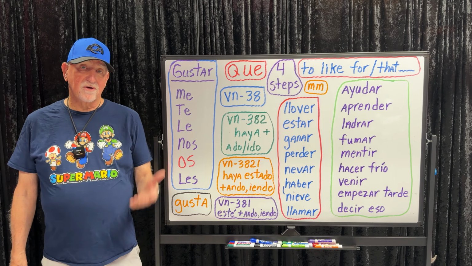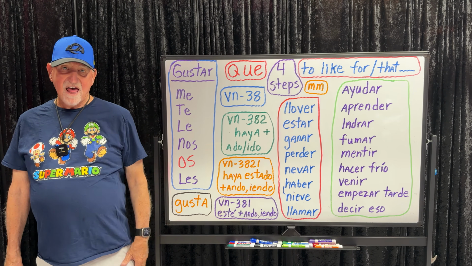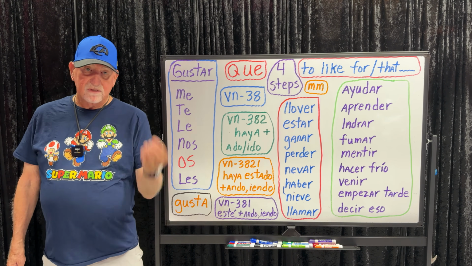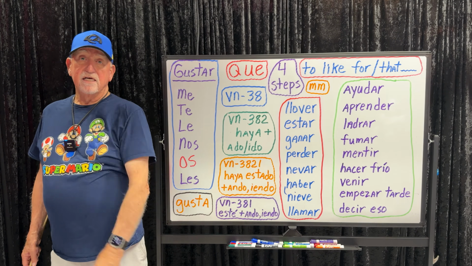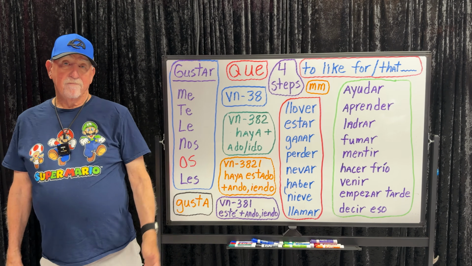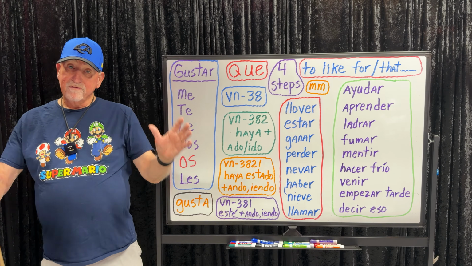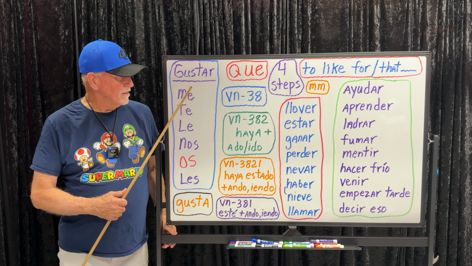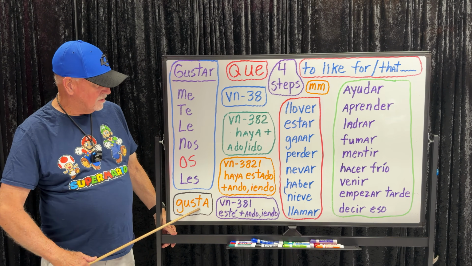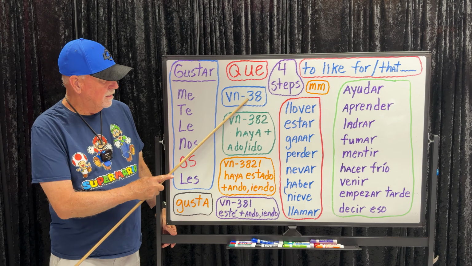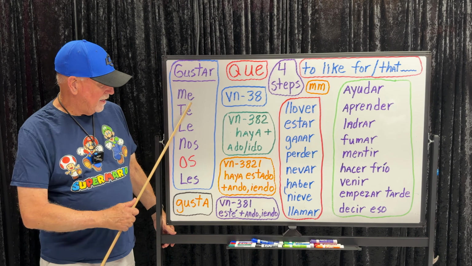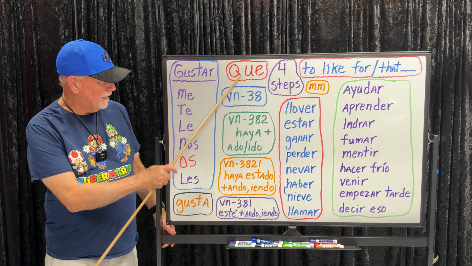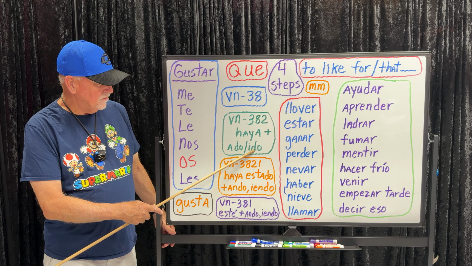I don't like that it's starting late. No me gusta para nada que esté empezando tarde. I don't like for them to be saying that. No me gusta que estén diciendo eso. So there we go. All right, quick review. I like for it to rain. Me gusta que llueva. I like that it has rained. Me gusta que haya llovido.